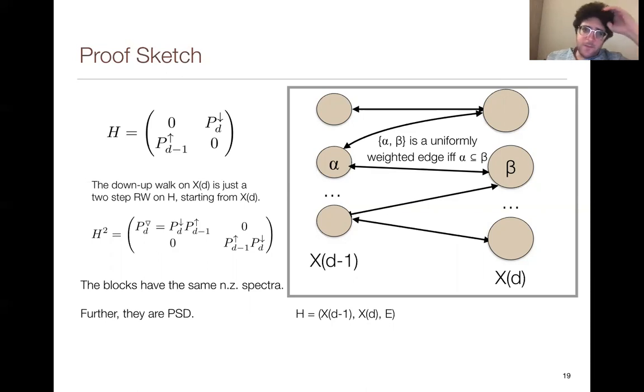So if you write the adjacency matrix of this, and if you take it squared, then on the one block, you're going to have the down-up walk, which corresponds to a two-step random walk starting from the X_t side. And on the other diagonal block, you're going to have a two-step random walk that starts from the (d-1) side. Okay, and the standard observation we can make using linear algebra is that those two blocks have the same non-zero spectrum. That is, if you just care about their second eigenvalues or second singular values, they're the same.